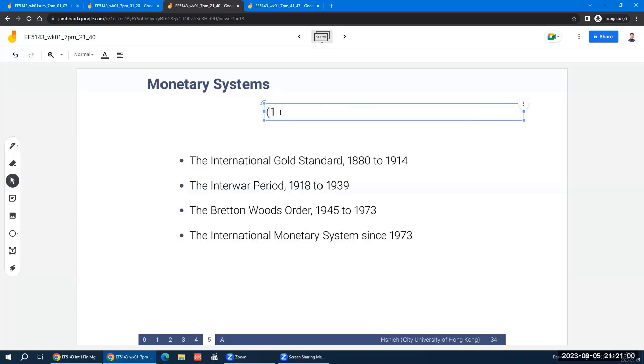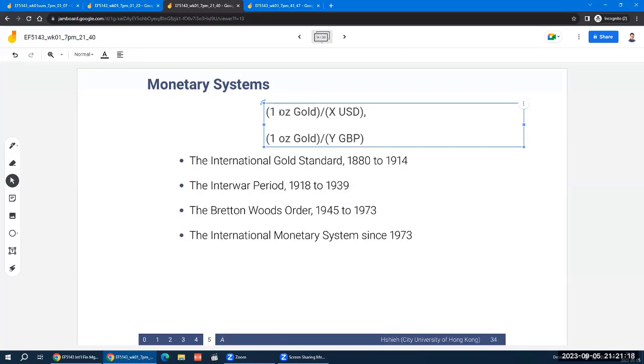So if you have two countries, you have one country that says 1 ounce of gold gives you X US dollars, for example, and you have another peg of 1 ounce of gold per Y, let's say British pounds. So I'm using currency codes here. I hope I forgot to explain. GBP stands for pound sterling. Okay, USD is US dollars.